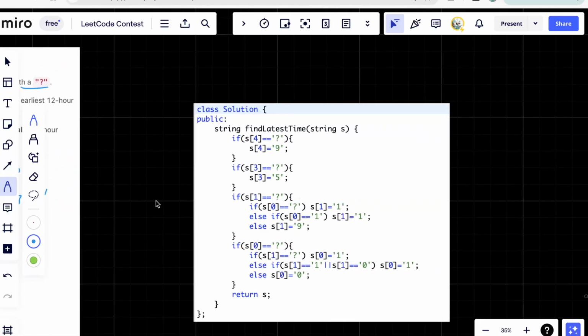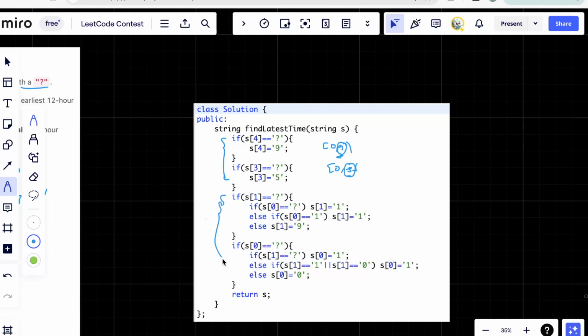So I'm only targeting, see, the fourth index and the third index. We really don't care what else is present at any of the other indexes, right? We know the range for this is 0 to 9, the range for this is 0 to 5, and to get the latest possible time, you have to replace it with the highest value in the range. So for the fourth index, it's 9, and for the third index, it's 5, right? So that is clear.